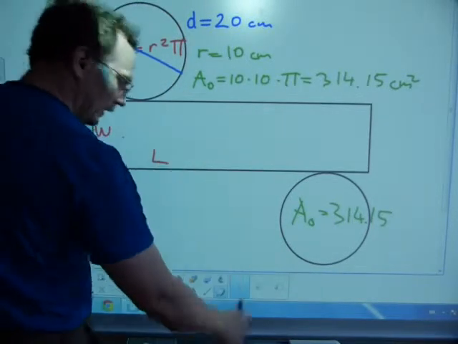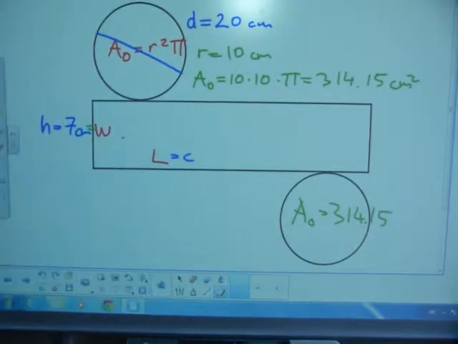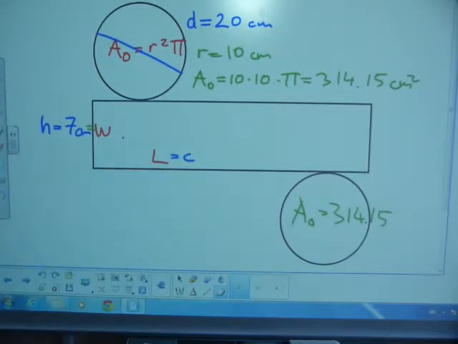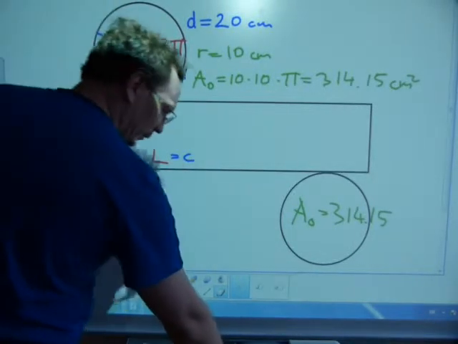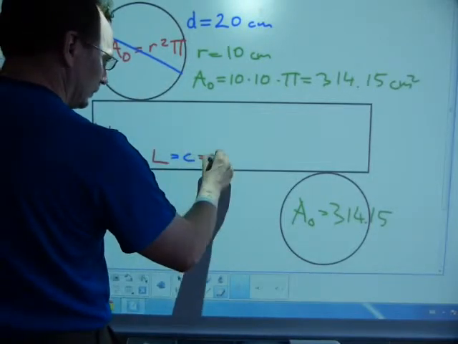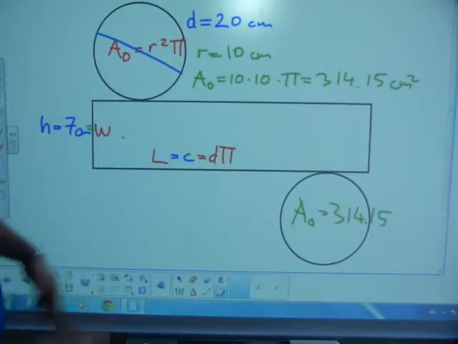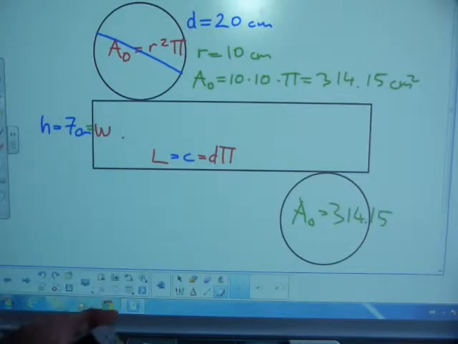So that length becomes the circumference of the circle. Well, actually the circumference becomes the length of this rectangle. And if you remember, the circumference of the circle was calculated by the formula diameter times pi. That's jolly good. We already have the diameter, 20 centimeters. We just have to multiply it by pi. Pull out your best calculator.